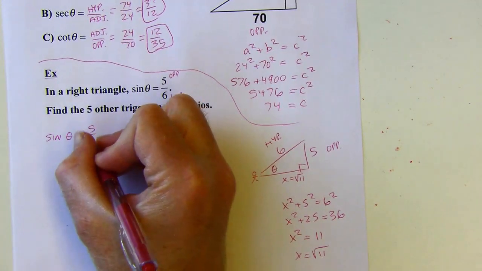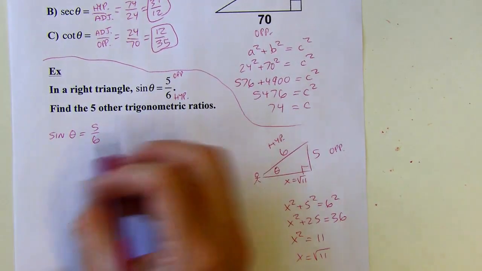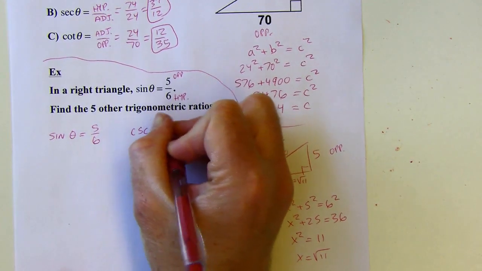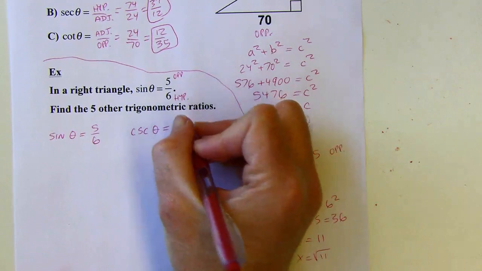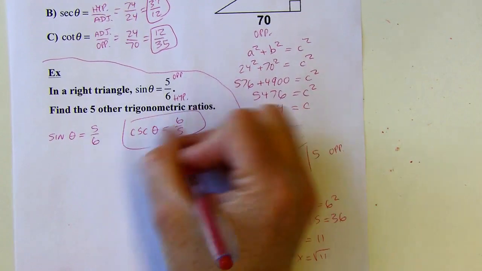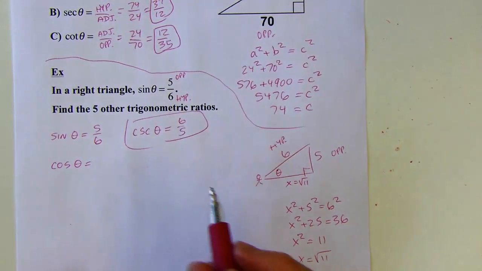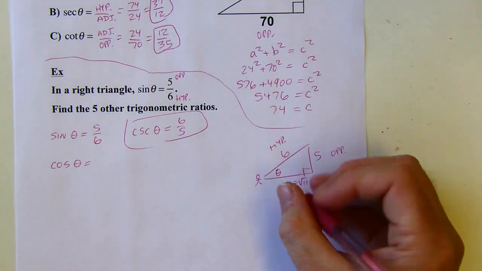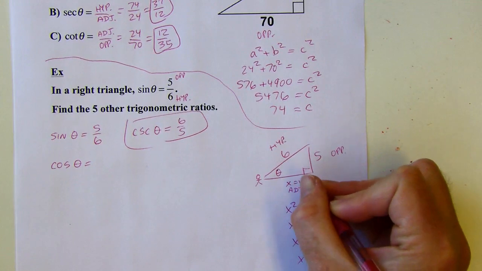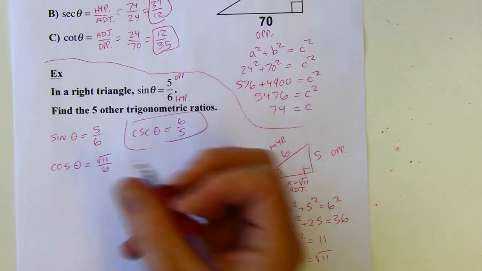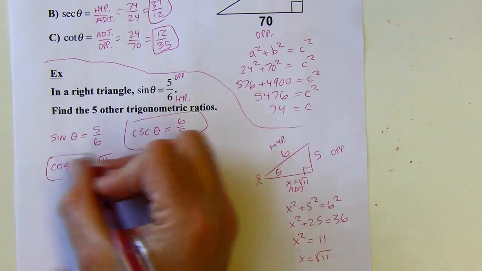That's 5 over 6. So my co-pair, cosecant, is the reciprocal. So I just need to flip that upside down, right? 6/5. So there's one of them. Now I can also find cosine because I've got adjacent and hypotenuse, so root 11 over 6. That's in simple radical form already, so there's a second one.